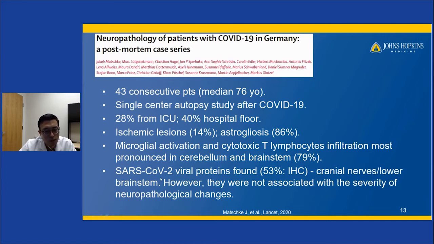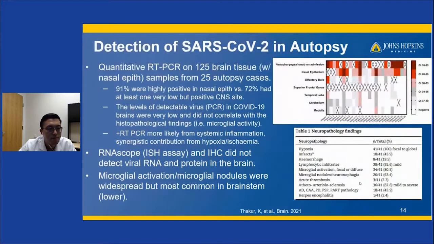And SARS-CoV-2 viral proteins were found in 53% when they did immunochemistry analysis, and the locations were cranial nerves, lower brainstem. But they noted also these positive findings or proteins in the immunochemistry were not associated with any severity of neuropathological changes. Another study looked at detection of SARS-CoV-2 in autopsy. This one is 125 brain tissue samples from 25 autopsy cases.